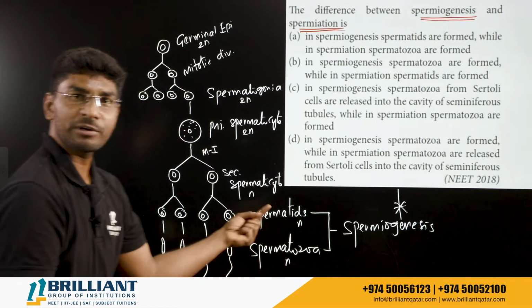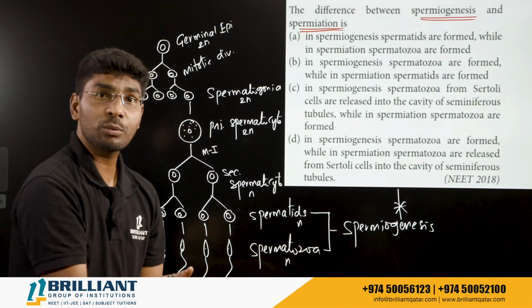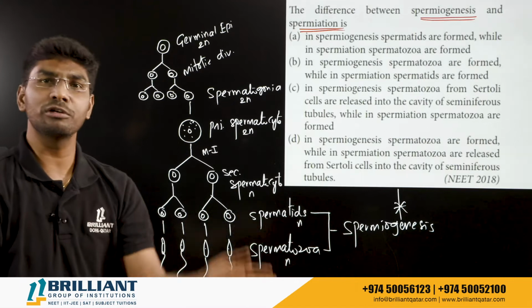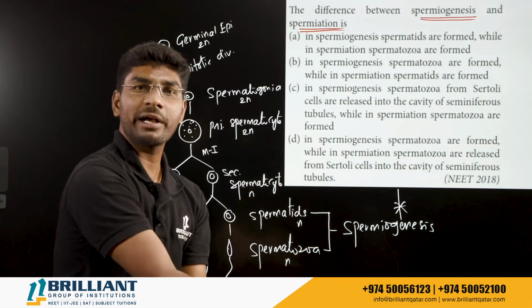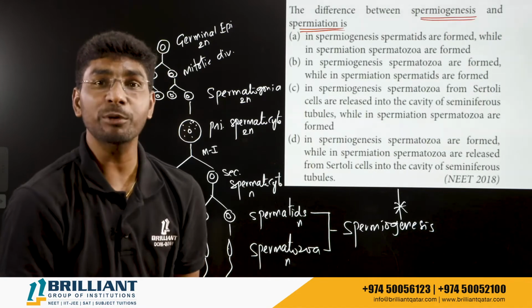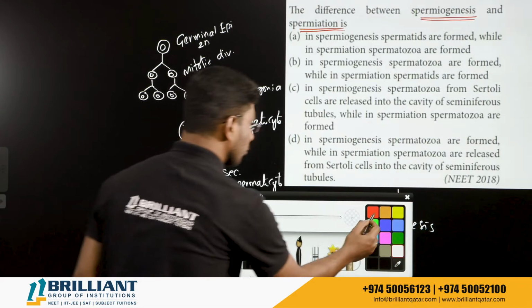Formation of spermatozoa from spermatids is spermiogenesis. After complete development of spermatozoa, they are released from the seminiferous tubule to rete testis to vasa efferentia to epididymis. We know this pathway. That process is called spermiation. Come on, pick up your answer. What is the right answer of this question now?